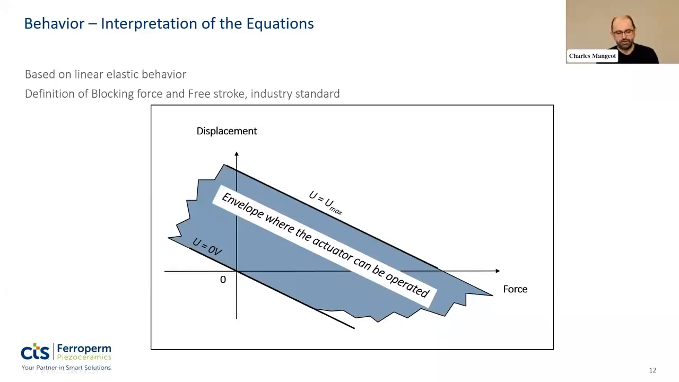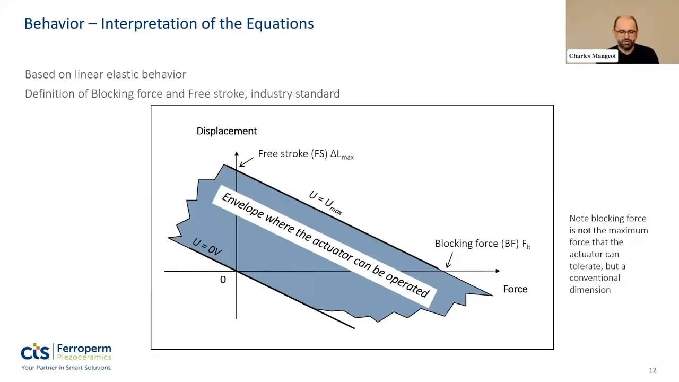As a standard in the industry, we define two values. Up here, we have the free stroke. This is the vertical distance between the two lines, that means the displacement that you can achieve if there is no change in force. We call it here Fs or delta L max. And the other dimension is the blocking force. The blocking force is completely the opposite. It's still the distance between the two curves, but in the force direction.